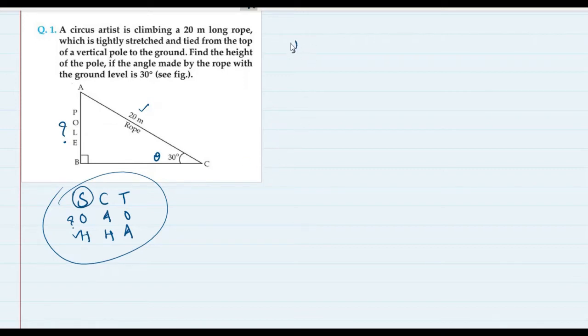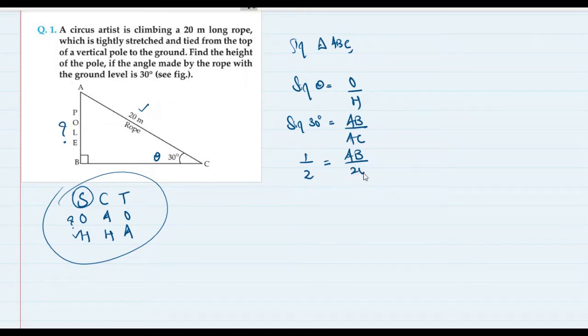Okay, so in triangle ABC, sine theta is equal to opposite upon hypotenuse. Correct? So sine 30 degree is equal to opposite. Opposite is AB upon hypotenuse, which is AC. What is sine 30? It is 1 by 2. What is AB? AB is not known. It is the height of the pole. What is AC? It is 20. So AB becomes 20 by 2, which is 10 meter. AB is 10 meter. Okay, so height of the pole is 10 meter.